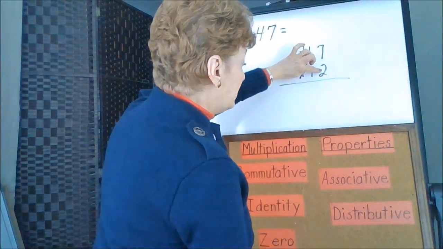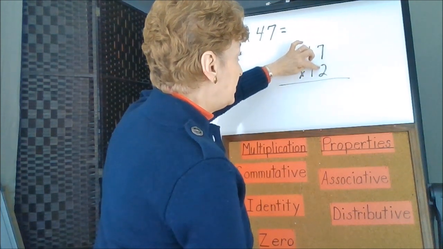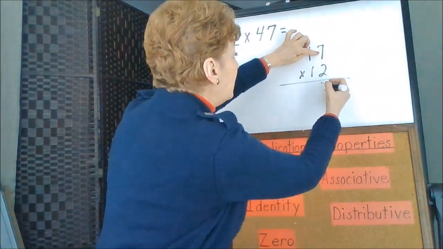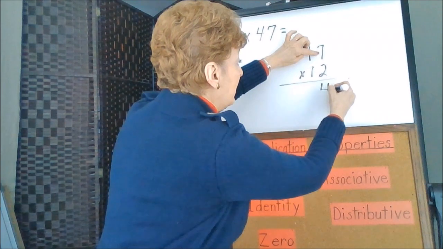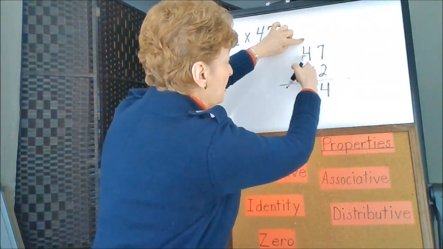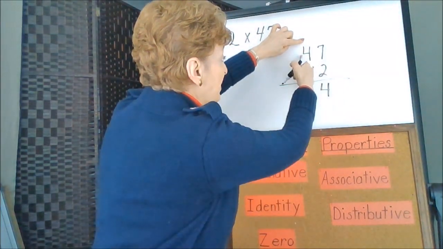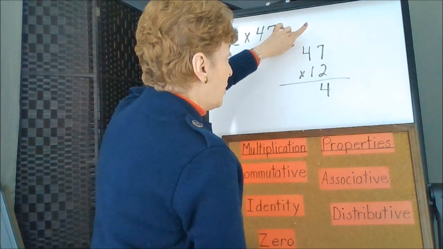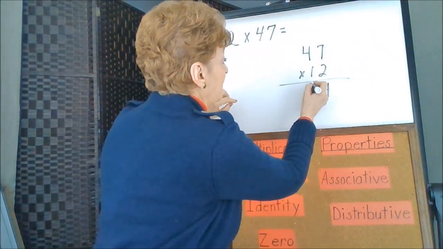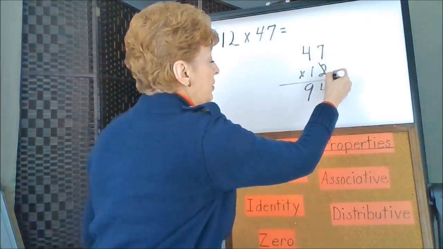1, 2, the 2 is in the ones column. You're going to go ones column to ones column. 2 times 7 is 14. I'm going to put down the 4, and the 1 spills over. Now we're going to take 2 and multiply it by 4 tens. 2 times 4 is 8, plus 1 more is 9. I'm going to put the 9 in the tens column. We're done with the 2.